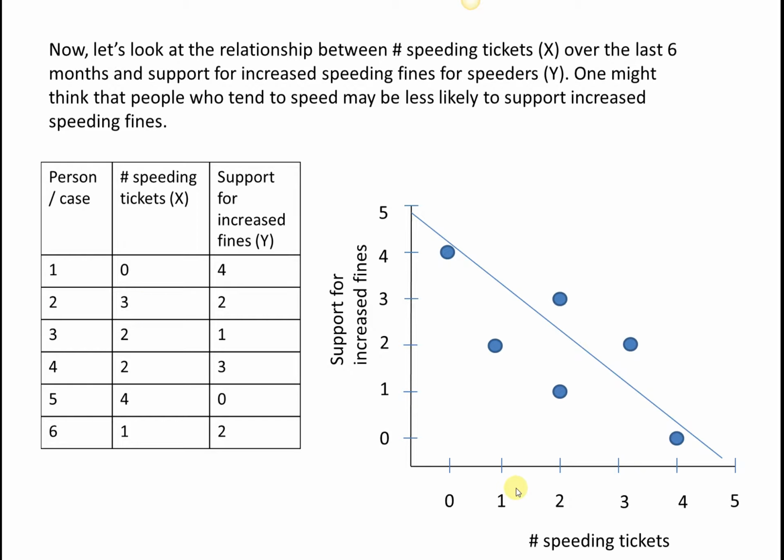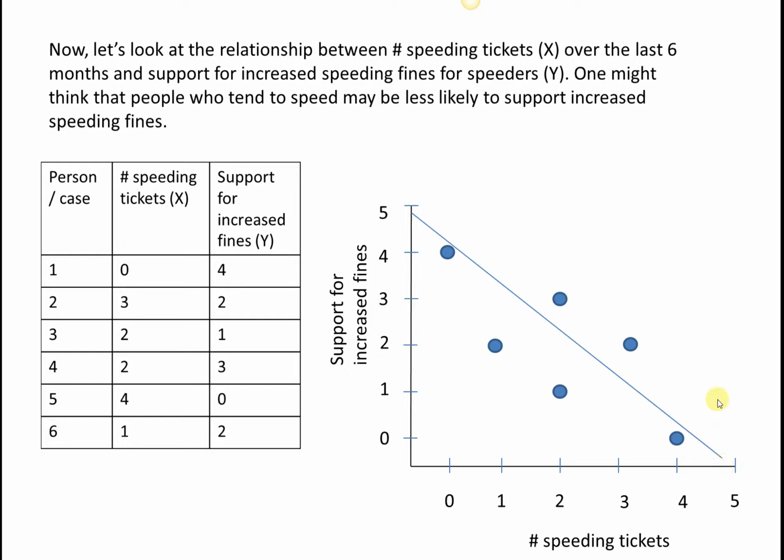Person 2 has a value of 3 on X and a value of 2 on Y. Person 3 has a value of 2 on X and 1 on Y. Person 4 has a value of 2 on X and a value of 3 on Y. That's this person's coordinate here. So you can see that we have a negative trend, and with a negative trend, higher scores on X are associated with lower scores on Y, and lower scores on X are associated with higher scores on Y.